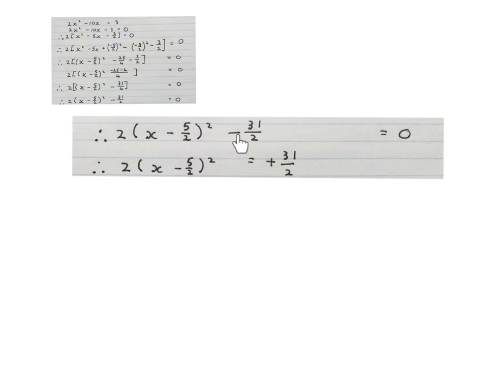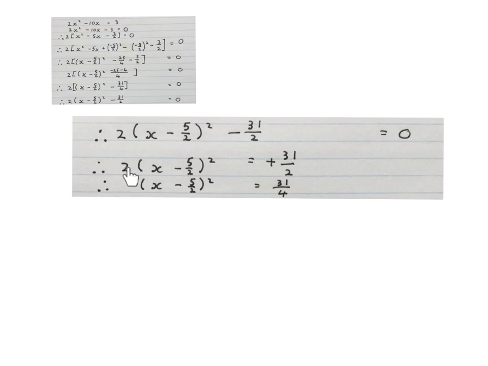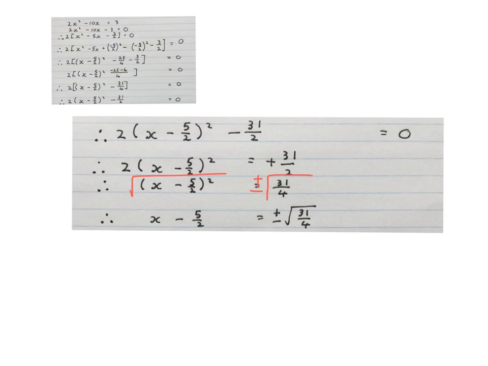We take this minus 31 over 2 and we plus it on both sides, we get to this step. Then we divide by 2 on both sides and we get this answer on the right hand side. Then you square root both sides to get rid of that square. Remember to put a plus minus in your next step. So you get x minus 5 over 2 is equal to plus or minus the square root of 31 over 4. Now we have two equations in here again.